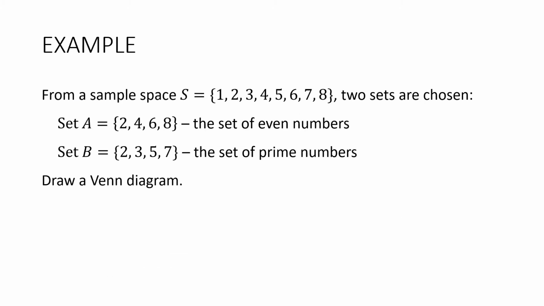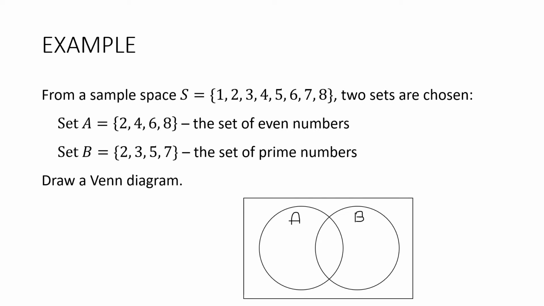So let's try and draw a Venn diagram. Here's our sample space, 1, 2, 3, 4, 5, 6, 7, 8. 2 sets are chosen. Set A is the set of even numbers, so 2, 4, 6, 8, and set B is the set of prime numbers, 2, 3, 5, 7. So let's draw our Venn diagram. So there's the 2 overlapping circles, events A and B.